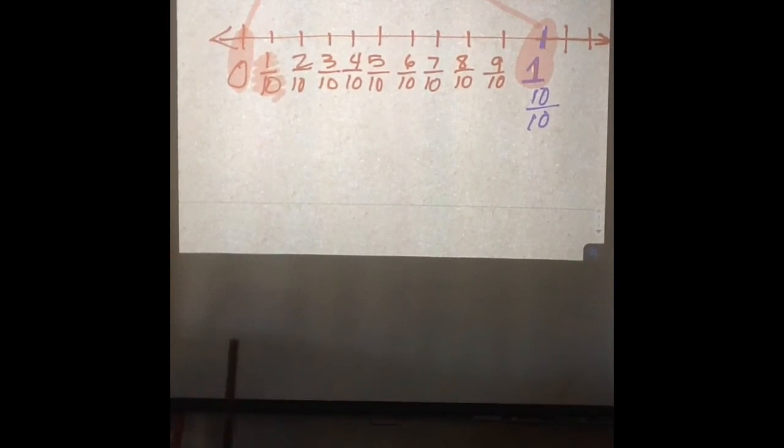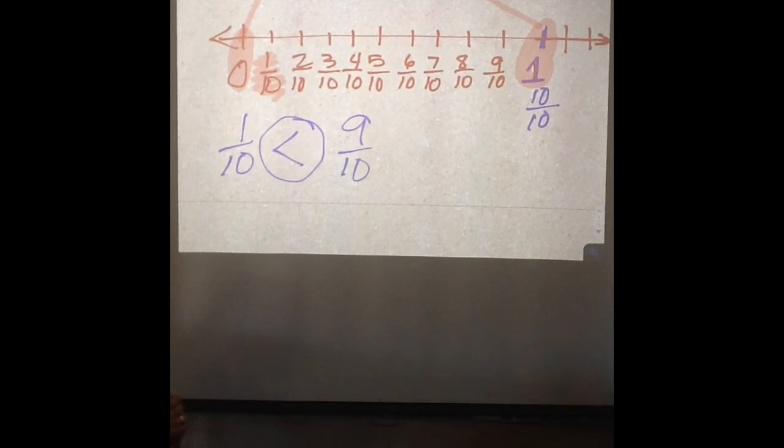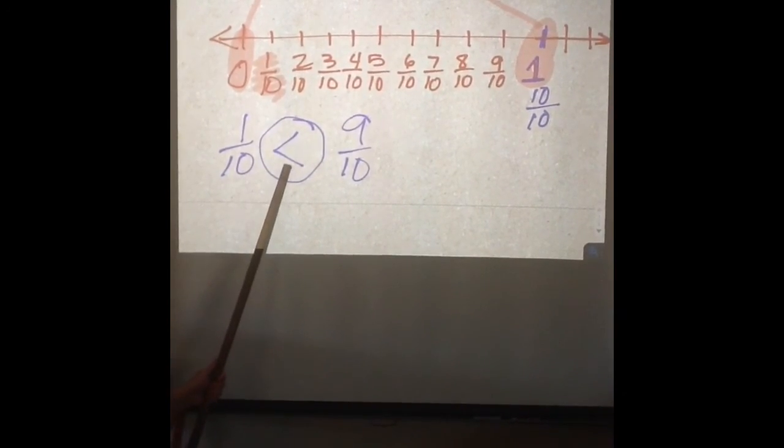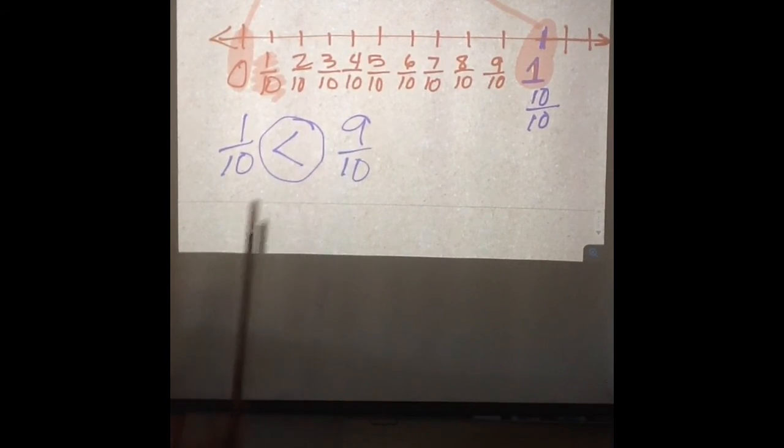Now, are you guys with me? Here we go. What if I had this as my comparison? What symbol should I put in the big circle? Is that the less than symbol? Okay, can we read it? 1/10 is less than 9/10. Is that correct? Right.